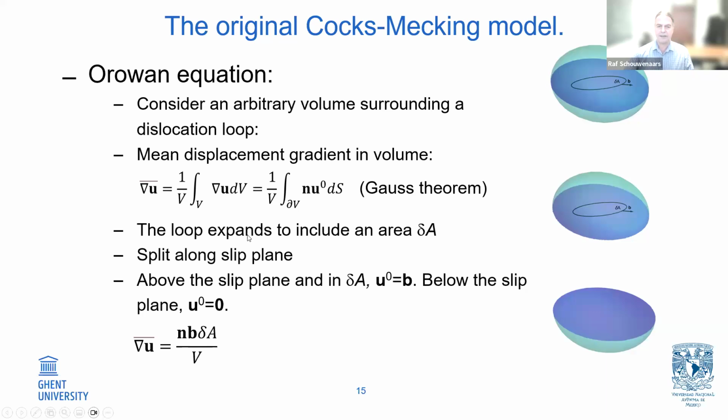Well, what we do is we split the loop along the slip plane, and we find that within this area, all atoms have moved by a distance b. So there is a displacement right here, which is constant. Below the slip plane, there is no delta U. And this means that this integral becomes very simple. We obtain that it is just equal to b times the included area.